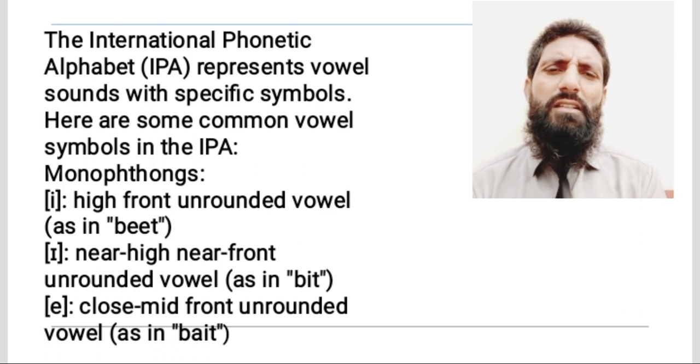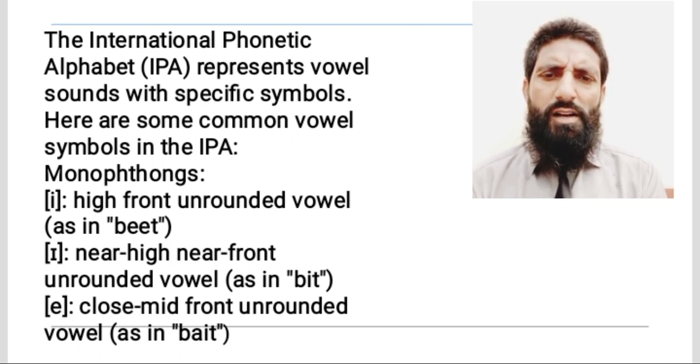The International Phonetic Alphabet, abbreviated as IPA, represents vowel sounds with specific symbols. Here are some common vowel symbols in IPA. Monophthongs are the first to be discussed, so try to be focused.